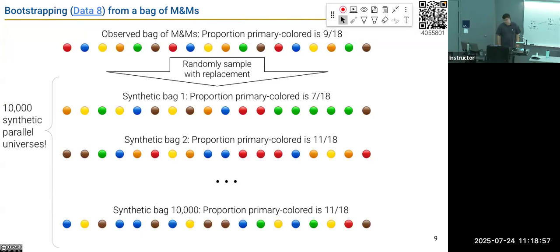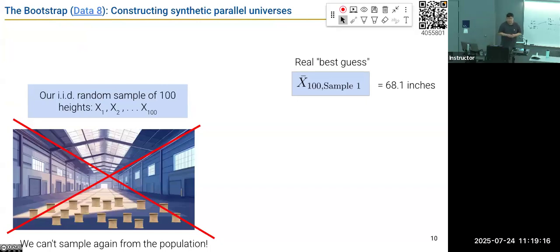So this is how we create parallel universes, right? We don't get to observe if you just keep sampling 18 M&Ms from the factory, but we can keep sampling from our bag of 18. Okay, so why does this work? That's what we have to think about. Why does the bootstrap work? Again, this is kind of a review from Data 8, but it might be a while.